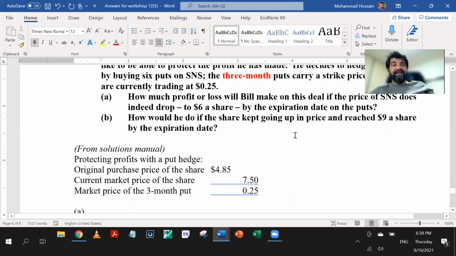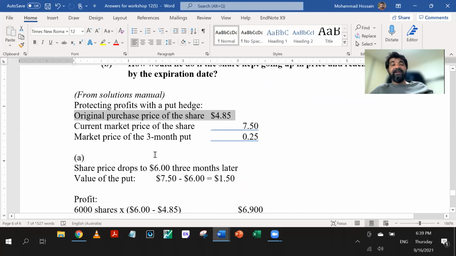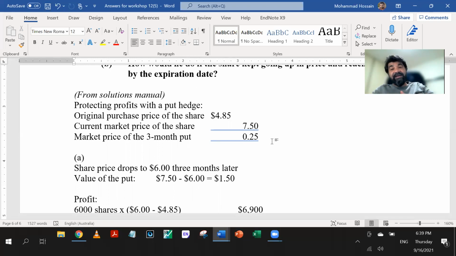All right, so this says here he bought this share for $4.85. The current market price is 7.50. And the market price for the 3 month put is 0.25. It means he will have to pay 25 cents for each put. This is the cost of purchasing that agreement. It's like a certificate: if you buy this certificate and the market price goes below 7.50, you can still sell at 7.50. But to buy that certificate, you will have to pay 0.25, 25 cents.